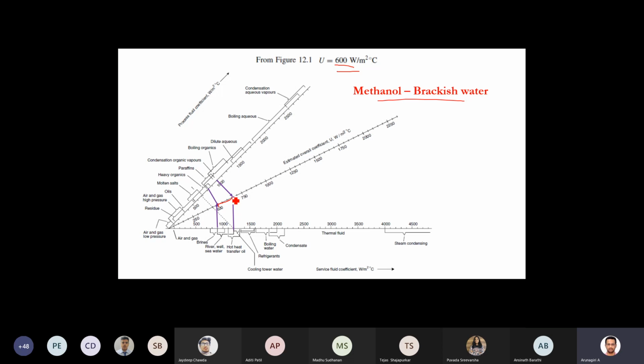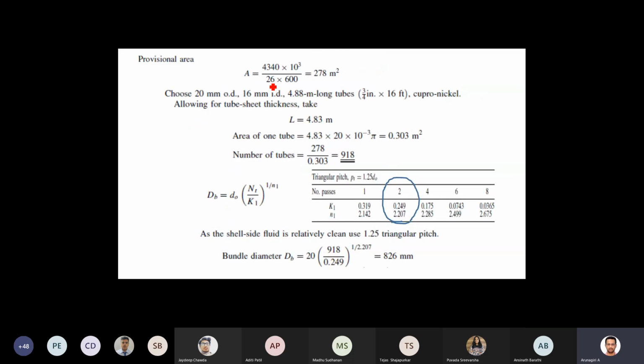550, 600, 650, so it goes from 500 to 650. So you can select a U value of around 600 watt per meter square degree centigrade. Once we know the delta T, the U, and the Q, you have to calculate the area. That is the next step.